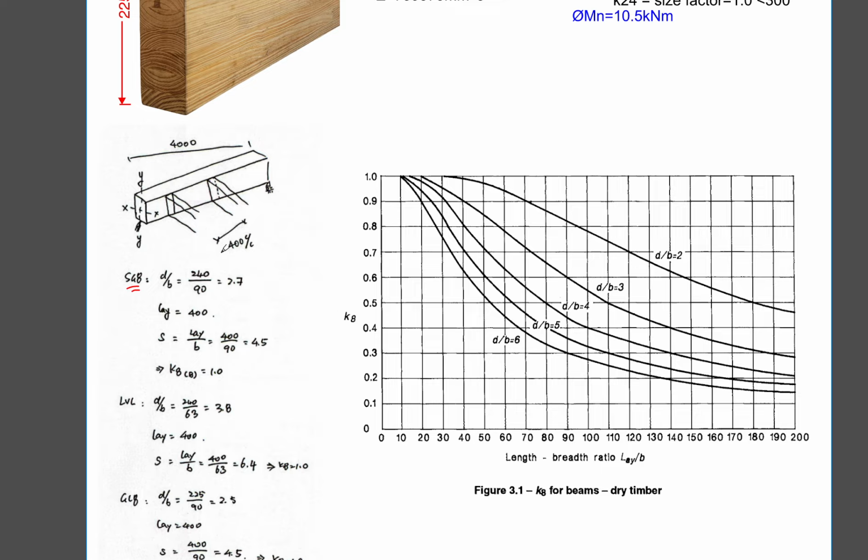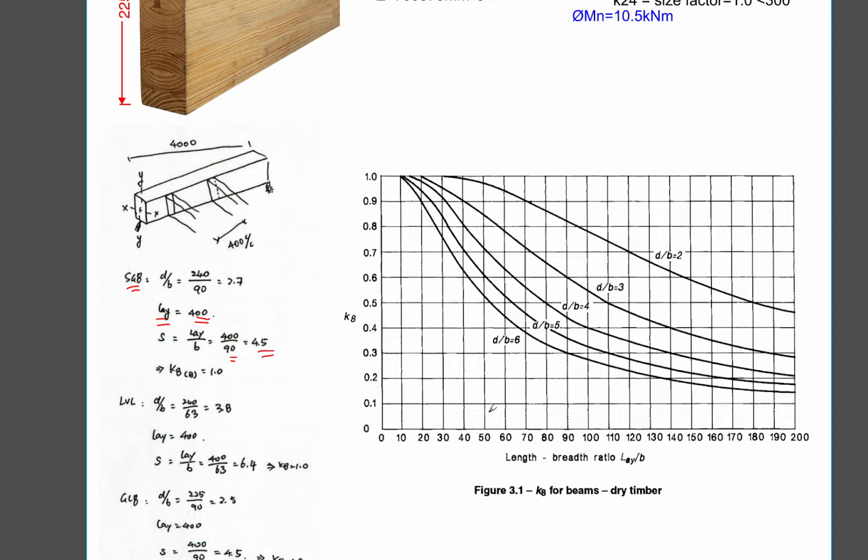So that means our LAY is going to be 400. That is the distance for LAY. The definition is any structural elements that are providing the restraint to the lateral torsional buckling. And then my LAY divided by the breadth of the beam, which is 90. I've got a double 240 by 45. So 400 divided by 90 is 4.5.